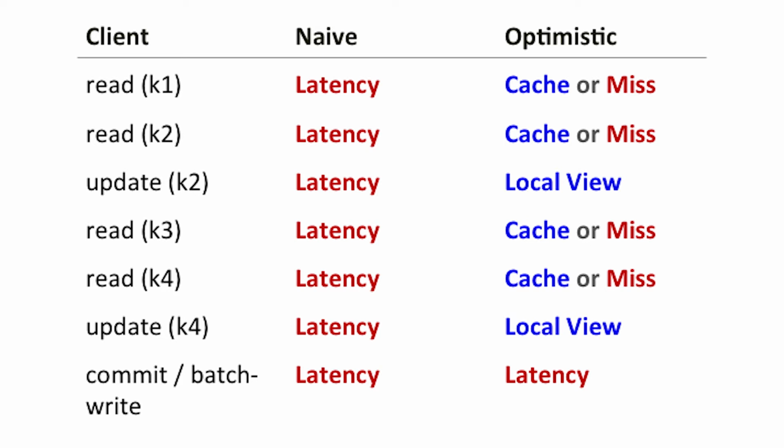But with the conditional batch write and the ability to integrate caches, most of our reads will come from the cache, and our writes will go to the local view. So we incur the latency only on a cache miss, and we incur the latency only at the commit, at the batch write. The conditional batch write gives us a way to tame this latency and actually make geo-replication something we might consider.